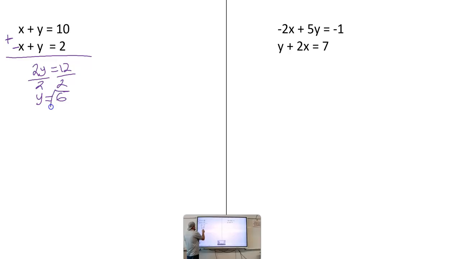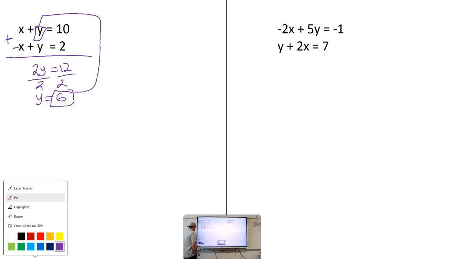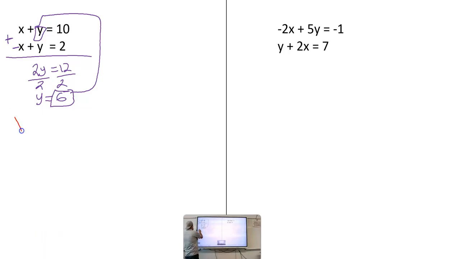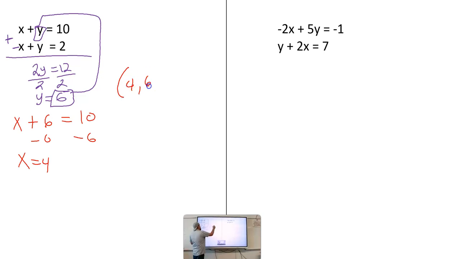Okay, so now we're going to take this 6, and we're going to plug it into either one. So I'm going to plug it into this one. And I get x plus y, which is 6, equals 10. Minus 6 from both sides, and I get x equals 4. So my ordered pair would be 4, 6. And that would be the solution to that system of equations.